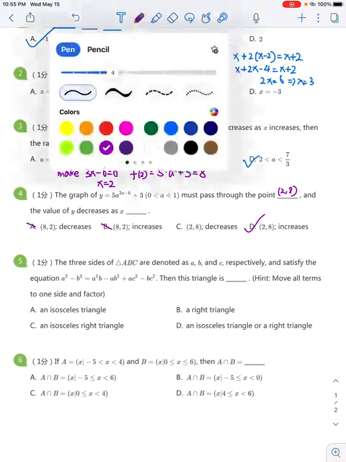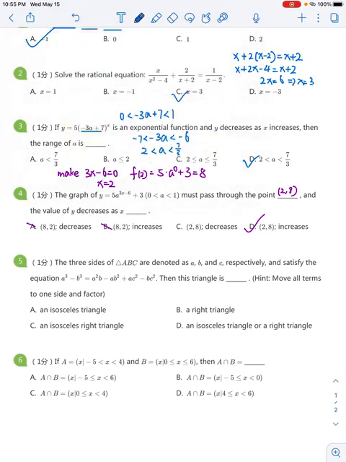We are going to first move every single term to one side. So let's move them to the left. So we are going to have a cubed minus b cubed, and then also minus a squared times b, plus ab squared. And then we also have minus ac squared, and also plus bc squared.